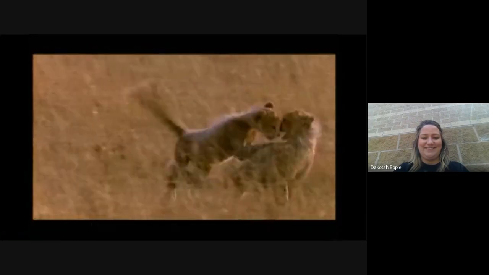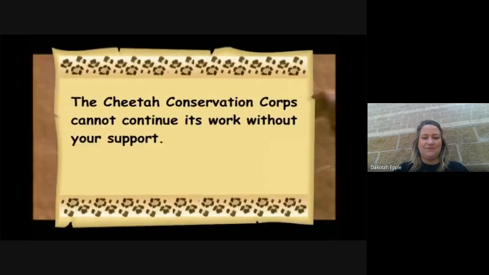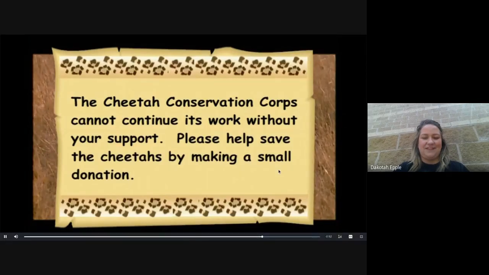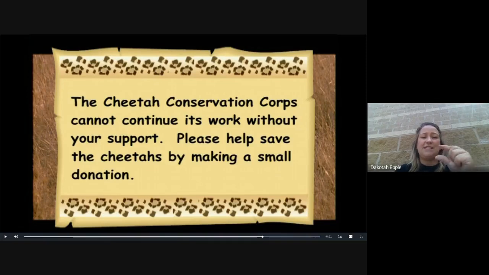Let's try one more example. The Cheetah Conservation Corps cannot continue its work without your support. Please help save the cheetahs by making a small donation. So these two sentences are telling us that the Cheetah Conservation Corps cannot continue its work without your support. Please help save cheetahs by making a small donation.